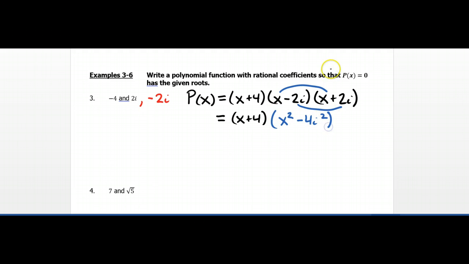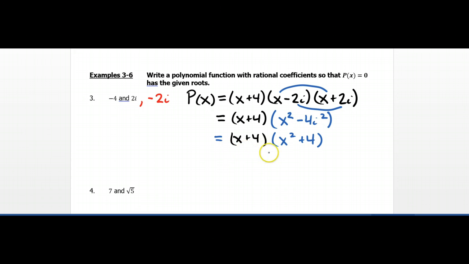You've got a difference of squares here. The positive 2i and the negative 2i would cancel each other out on the outsides. That's why I didn't do those. And then x squared minus 4i squared is really the same thing as x squared plus 4. Remember, because i squared is negative 1.